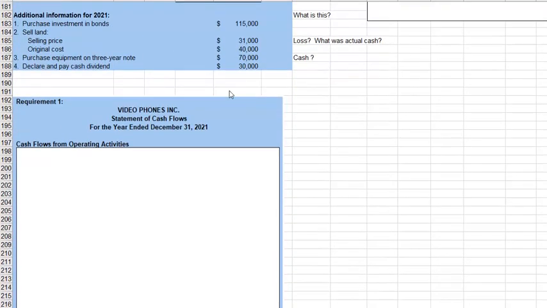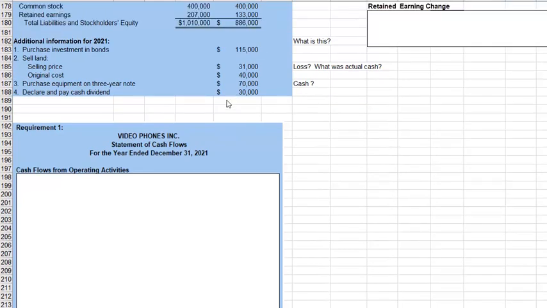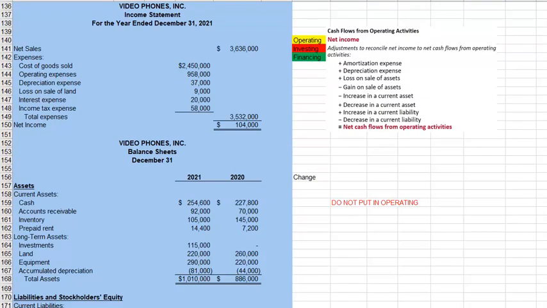We are required to complete the cash flow statement. Notice that the cash flow statement has a title and it is also for a period of time. Let's take a look at our financial statements and classify items as operating, investing, and financing. Here is a very useful tool to help us calculate our operating activities, where we're going to start with net income, add amortization and depreciation, add loss, subtract gains, subtract increase in current assets, add decrease in current assets, add increase in current liabilities, and decrease in current liabilities to get us our net cash flows from operating activities.